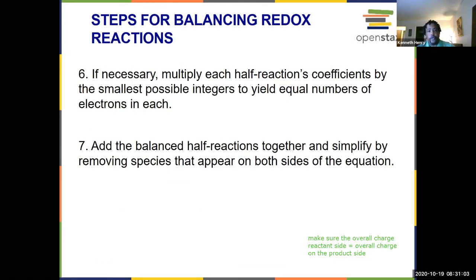If necessary, you want to multiply each half reaction by a coefficient so that the equations will have an equal amount of electrons. The one that's gaining electrons should equal the one that's losing electrons. The number of electrons being gained should equal the number of electrons being lost. So when you add the equations together, they should balance out.